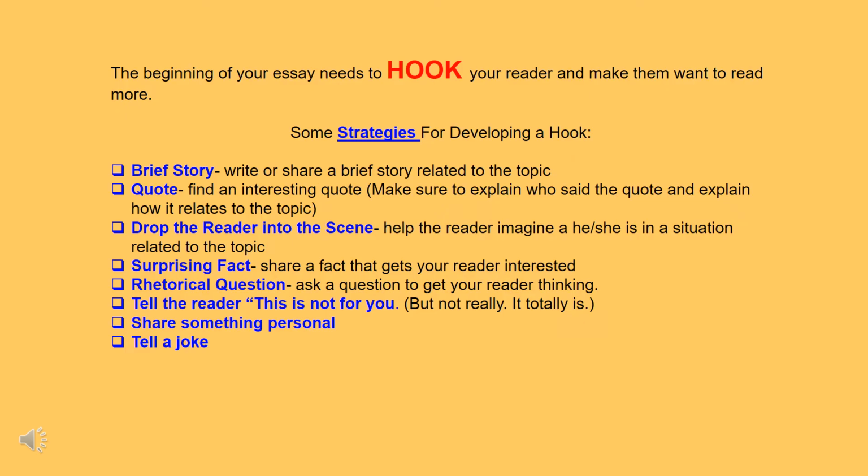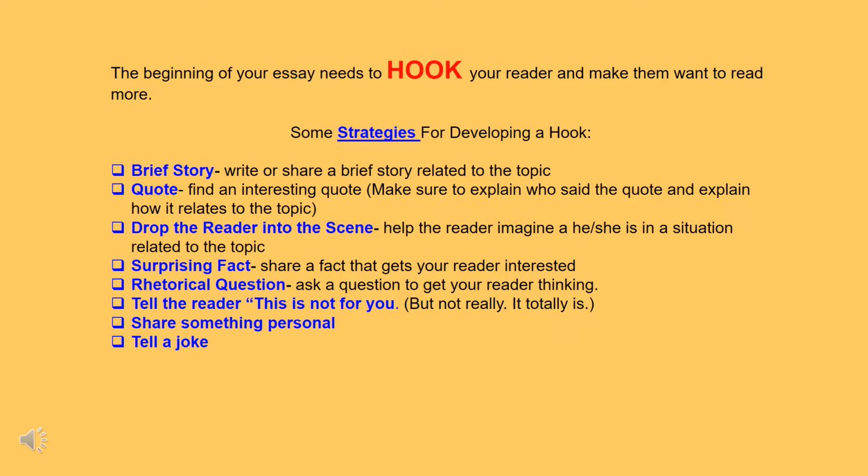We've already talked about the beginning of your essay needing to hook your readers and make them want to read more. There are some strategies for developing a hook. Here they are. A brief story, where you share a story related to the topic. Now, we don't want it to be too long. A quote. Maybe you can find an interesting quote that explains how it relates to the topic.